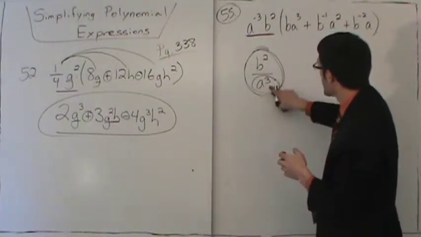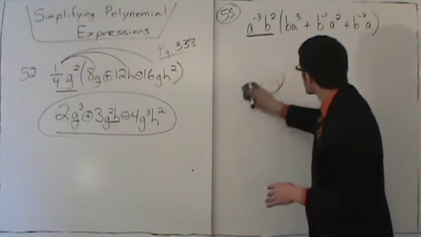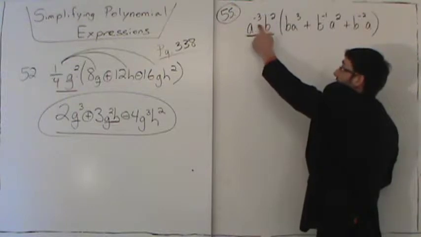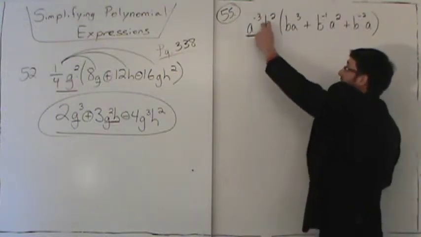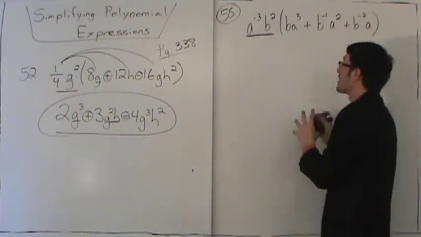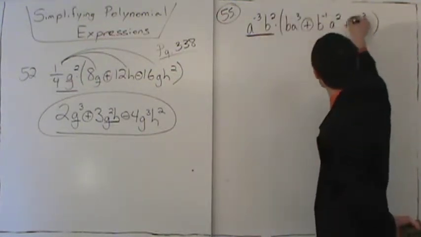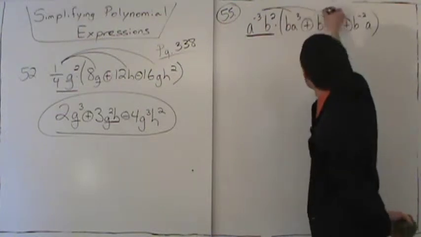So b squared over a cubed is a rational expression. So you should see this as b squared over a to the third, where a to the third is on the bottom. The a to the negative 3 moves to the bottom, and the exponent becomes positive. So this is a rational expression. What happens when multiplication meets addition? When multiplication meets addition, distributive property applies.